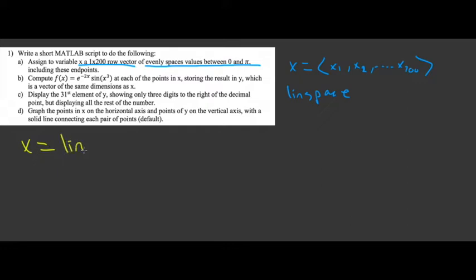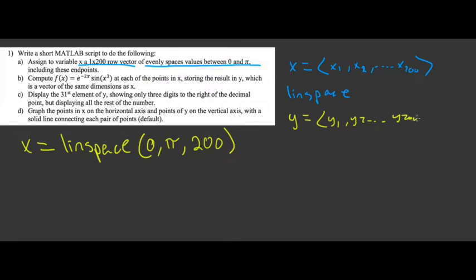x equals linspace. And then we'll have the first value is 0, last value is pi, and then that amount of points that you want to have. So you want 200 columns, so you're going to put 200 right here, and that'll have evenly spaced values, and that will include the endpoints. Then we want to compute these values at every single point and create a y vector. So the vector y is going to be similar to y1, y2, all the way through y200. So if we're going to do this, we're going to have to do vector operations.